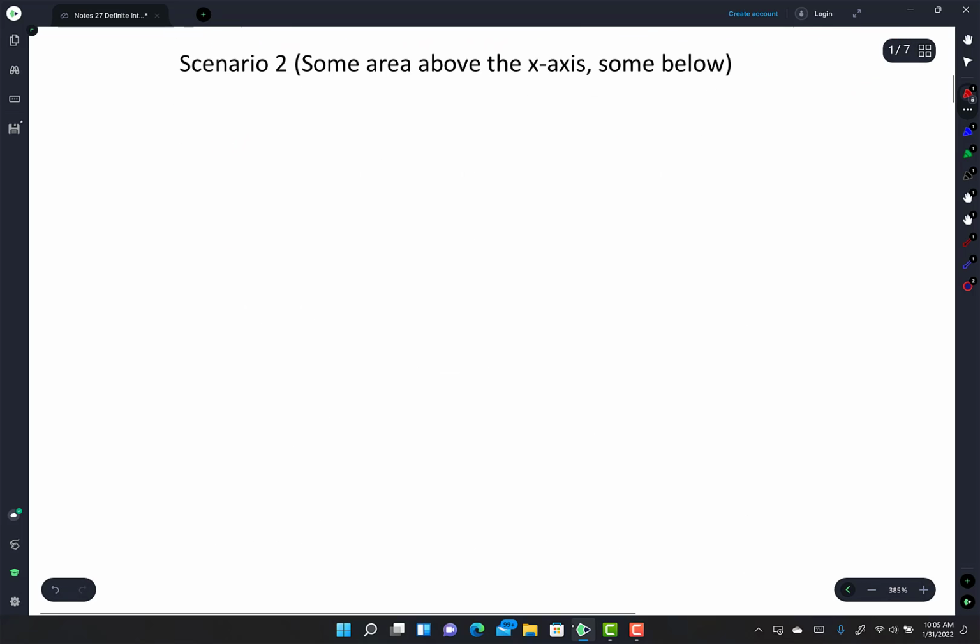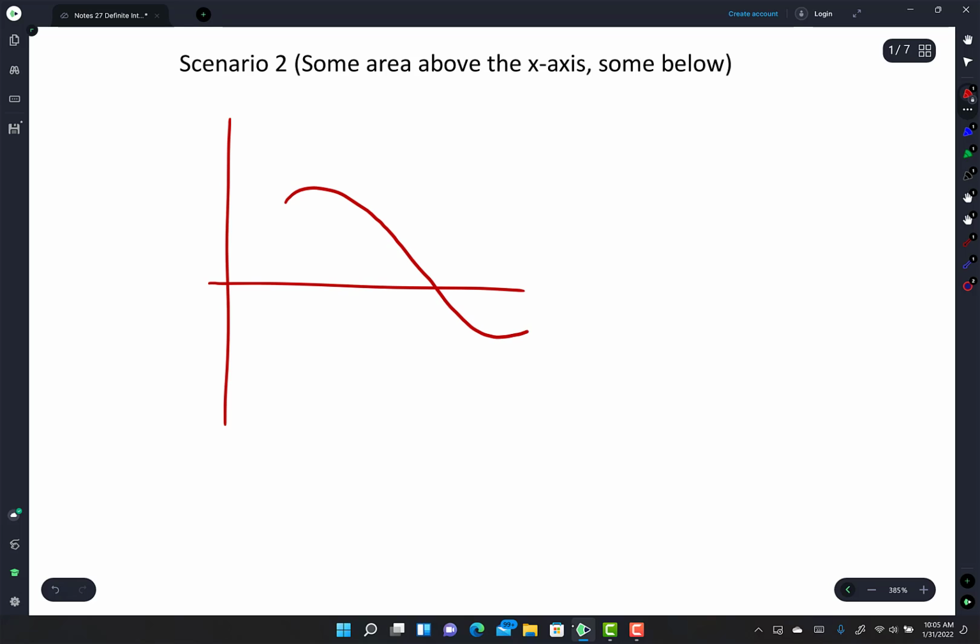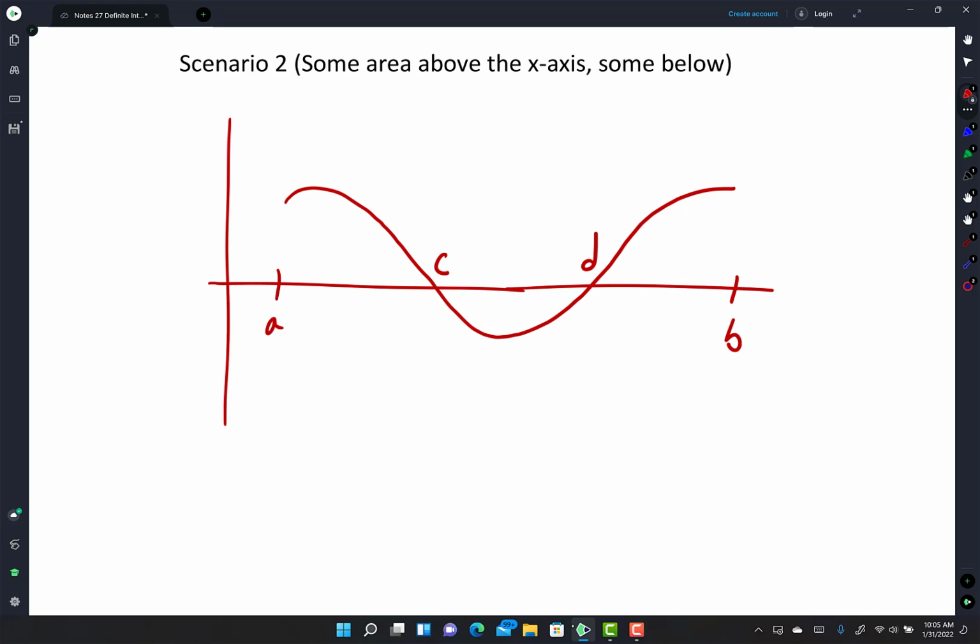Scenario 2. You have some area above the x-axis, some area below the x-axis. Relax, guys. It's kind of like net displacement. You'll see. Let's all start. I'm going to draw something like this. I'm going to call this A. I'm going to call this B, and I'm not going in alphabetical order. I'm just going to go C and D. It's all over the place. I wrote A, C, D, B. You write C and D and extra letters wherever.